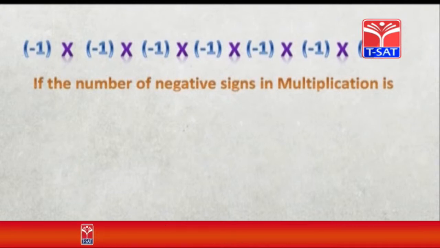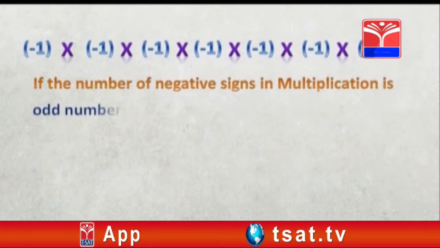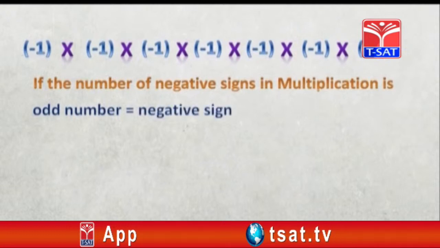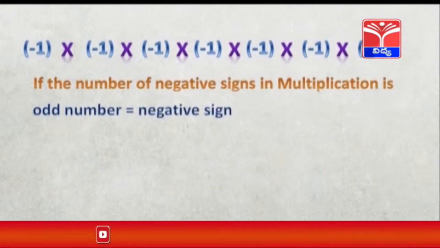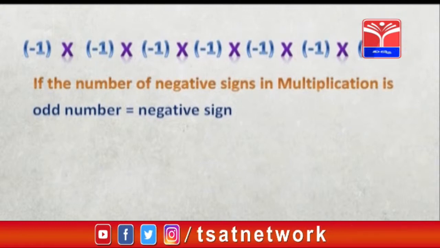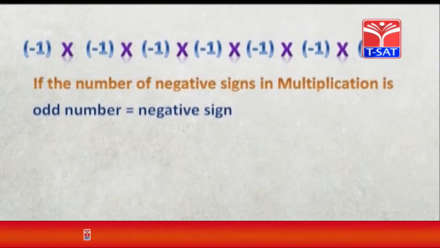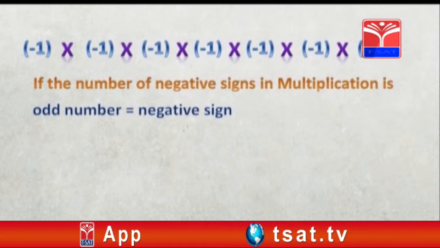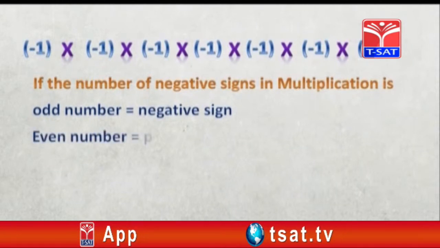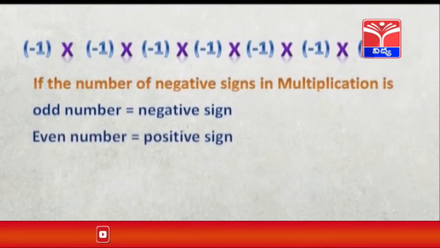If the number of negative signs in multiplication is an odd number, then we get a negative sign finally in the answer. Do you understand, students? If the number of negative signs in the multiplication is an odd number, the final answer contains a negative sign. If the number of negative signs in the multiplication is an even number, the answer contains a positive sign.